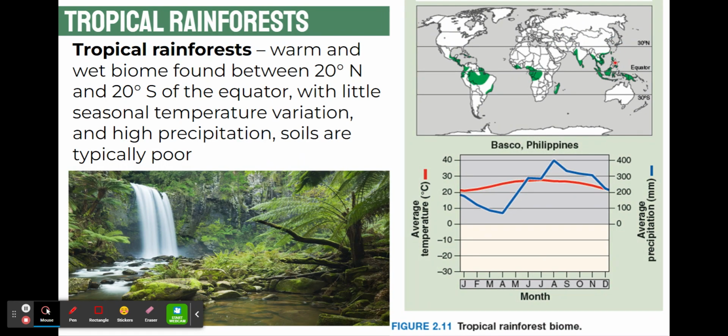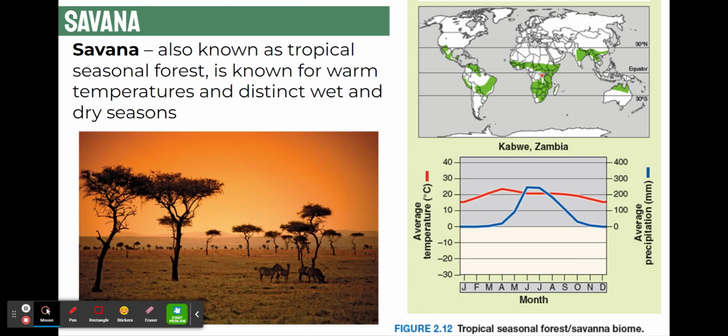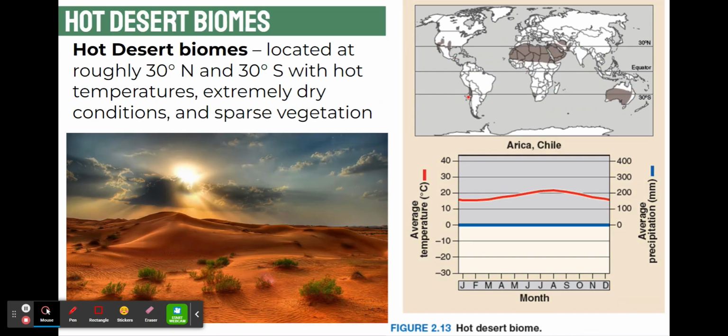Tropical rainforest. These are the most biodiverse places on Earth. They are very warm and wet with very little seasonal temperature variation. They're pretty much the same year round, whether it's winter or summer. It's going to be hot and wet here all of the time. Savanna is a tropical seasonal forest. It's known for its warm temperatures and distinct wet and dry seasons. This primarily makes up Africa.